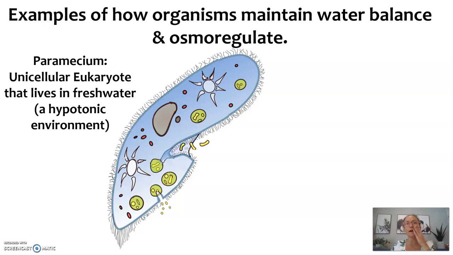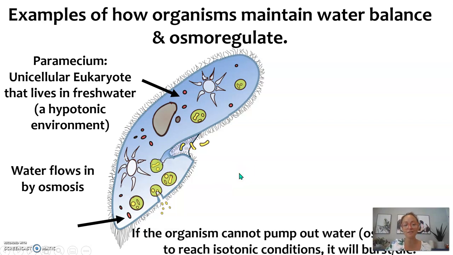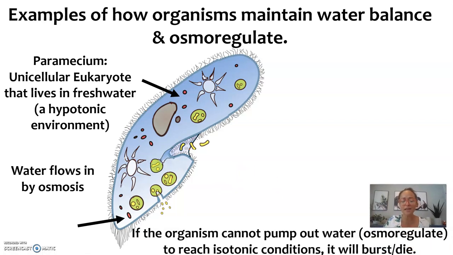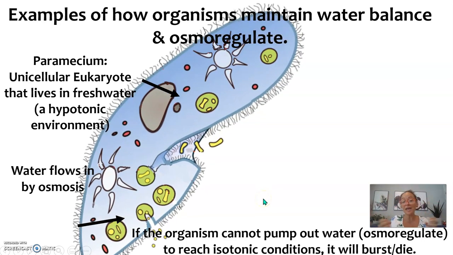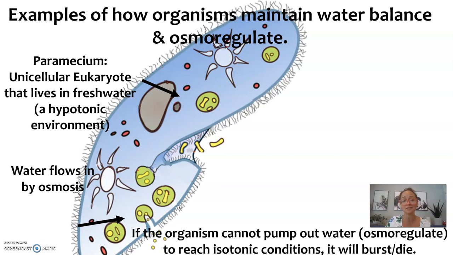So this paramecium, as well as amoebas and other unicellular protists, if they live in fresh water, they are living in a hypotonic environment. So they have this constant battle of water flowing from the hypotonic external environment inside of their cell. And so with that, if they don't osmoregulate and pump this extra water out, they run the risk of swelling and expanding like we saw in animal cells, and potentially bursting and undergoing cell lysis.